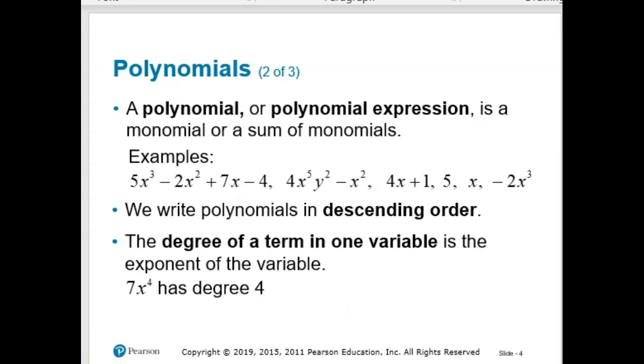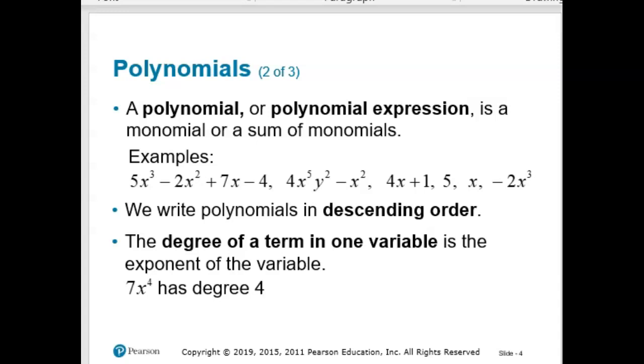A polynomial is when we have monomials with addition or subtraction in between. We write those polynomials in descending order. You can see that it starts out with 5x cubed minus 2x squared and so on. X cubed, the 3 is the exponent, is the highest. Therefore, we will write that at the farthest left position and go to the right going down.